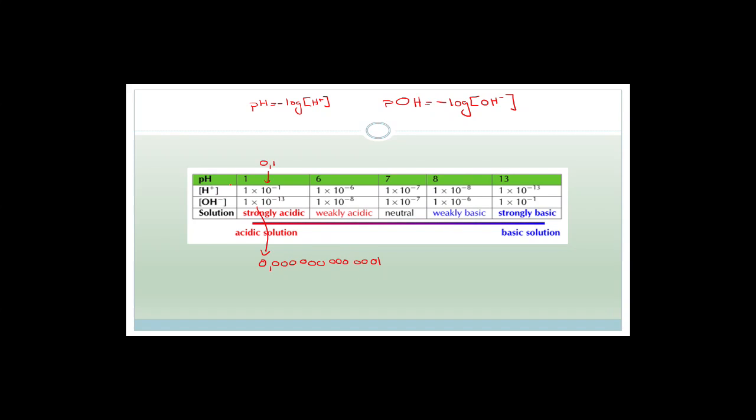Do you agree the concentration of hydrogen plus ions is way bigger than the concentration of the hydroxyl ions, and therefore we can say it's strongly acidic. If it's weakly acidic, then it's going to have a pH of 6. A pH of 6 basically says that it is a very weak acid. 7 is neutral. If it's a pH of 8, so it's bigger than 7, then it's weakly basic, and obviously a pH of 13 is going to be strongly basic. Okay, so now that gives you an idea of your pH scale.